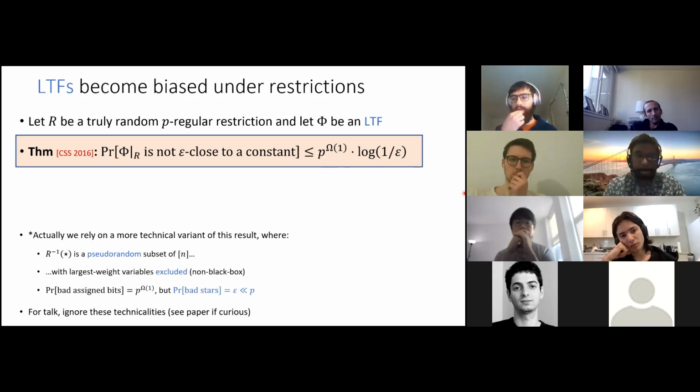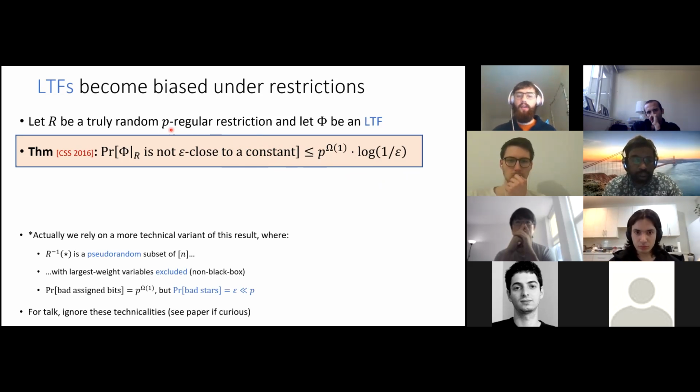I should mention that in the paper, we need a more technical variant of this statement for our actual pseudorandom generator. For one thing, we need a de-randomized version of this statement, and there are some other technicalities. But for today, let's ignore these technicalities and just consider this phenomenon, which is that LTFs become close to a constant when you hit them with a random restriction.